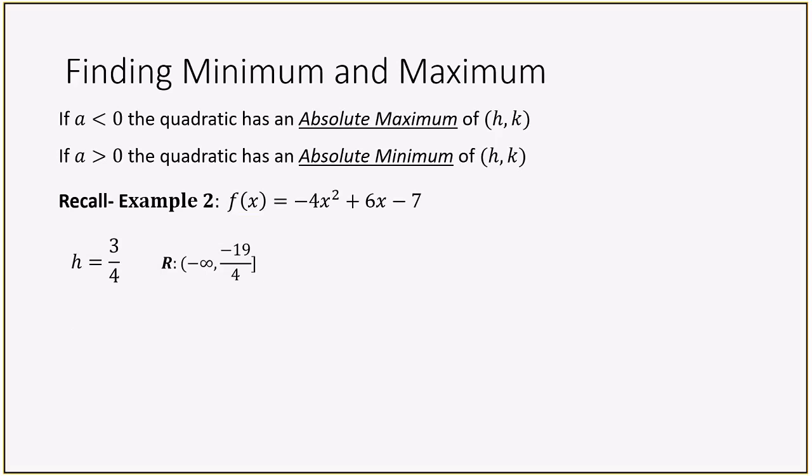But let's do our due diligence and say, okay, our a is less than 0, it's negative 4, so I'm going to have an absolute maximum at my vertex. Well, my vertex is 3/4 comma negative 19/4, and so that is my maximum. You're either going to have a maximum or a minimum. You won't have both. So if a is less than 0, your vertex is going to be your max. If a is greater than 0, your vertex is going to be a minimum, and you don't have to do any more work.